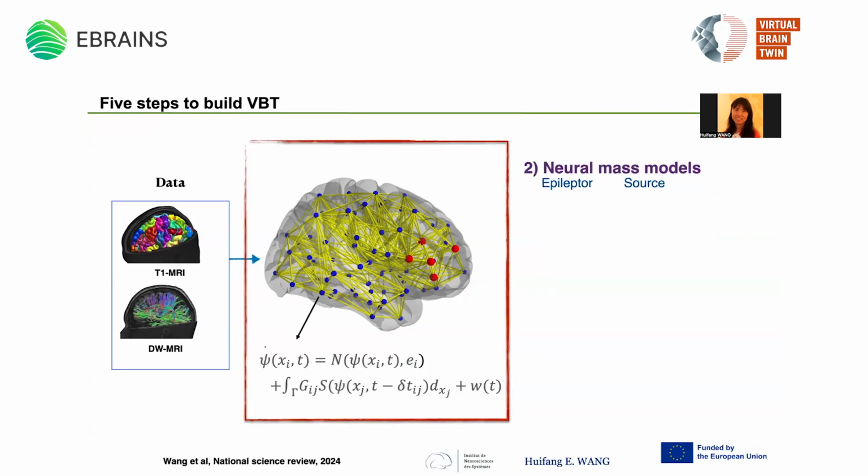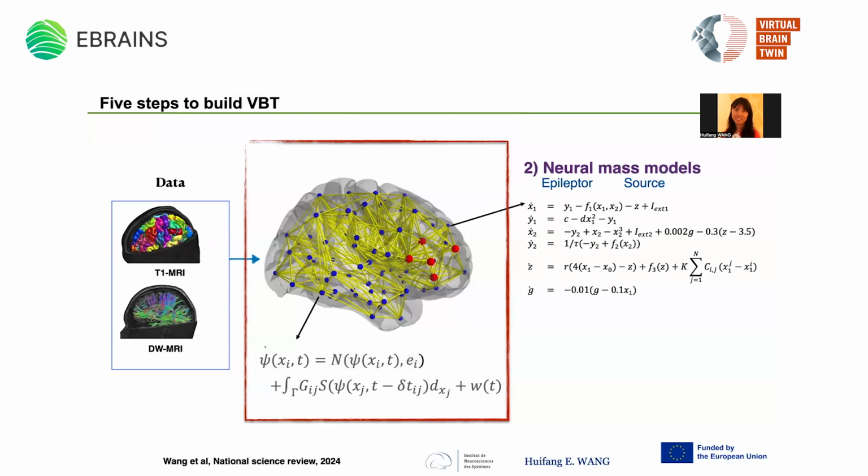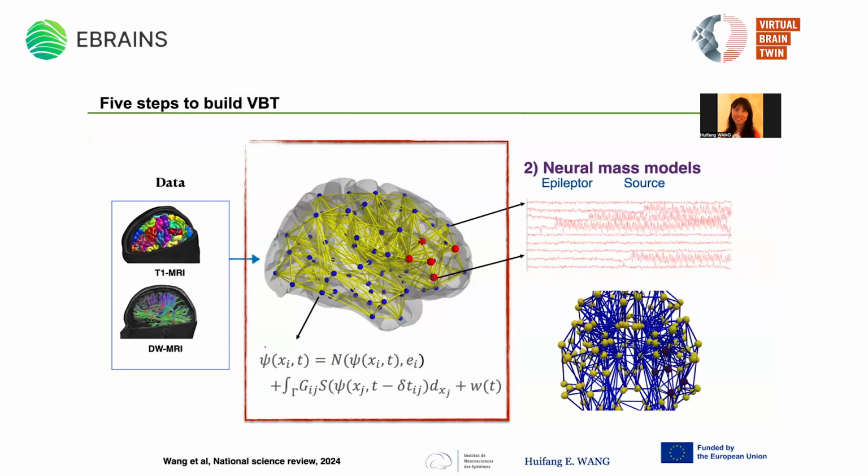In the second step, we place the neural mass models on each node. This term is for their local dynamics, and this one is for the influence from the network. To illustrate this, let's take an example of epilepsy. We put epileptic equations on each node. Then we simulate the brain activities, where some regions have seizures, while others do not. This level of activity is what we refer to as source level.